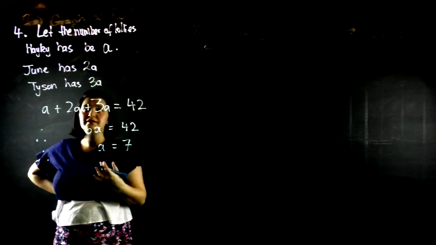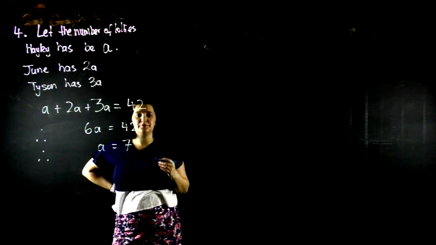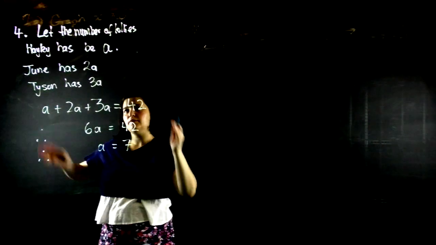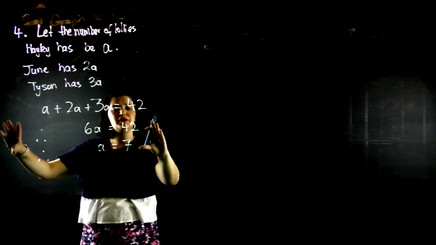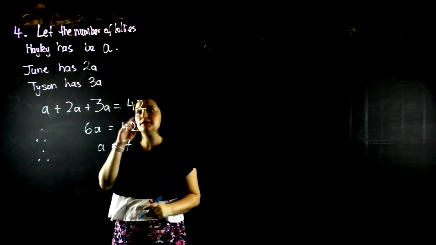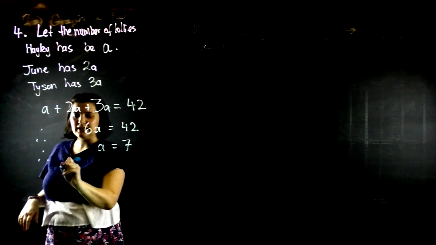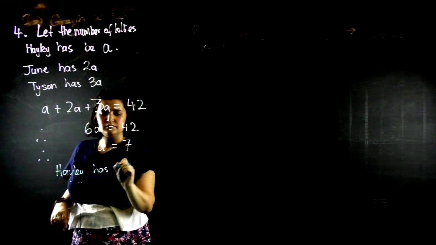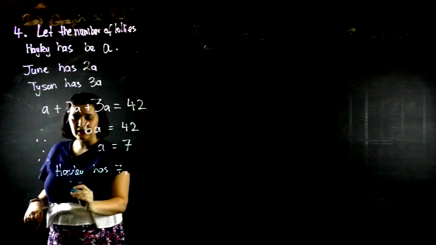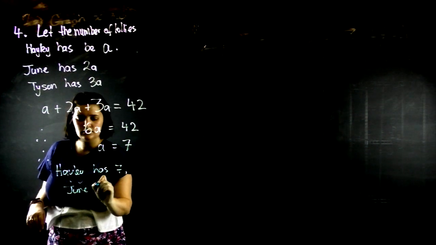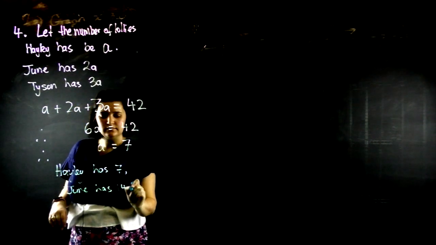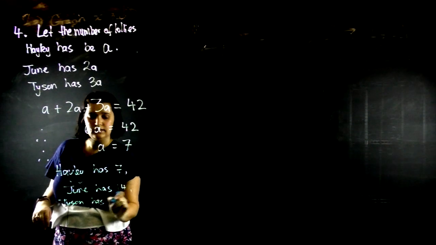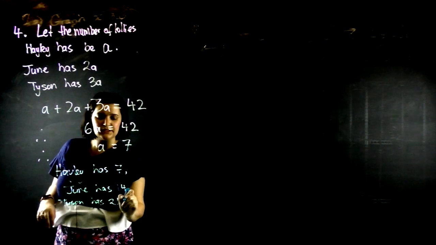Now what does that mean? Because the question actually asks how many does each person get. So if you left it there, you would have got 2 out of 3 marks. 1 for interpreting the question right, 1 for solving it correctly, but you haven't actually answered the question. So that means Hayley has 7, June has 14, Tyson has 21.